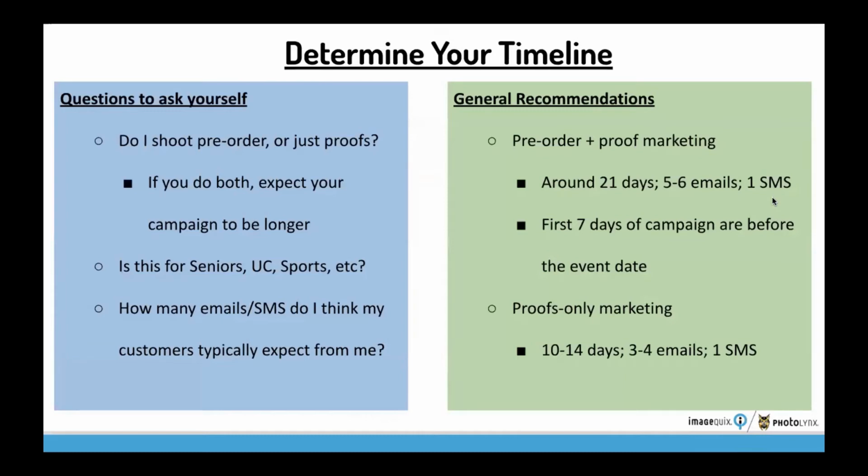After that, we like to determine your timeline. We ask, if you shoot pre-order or just proofs. Obviously, if you do both, expect your initial campaign to look a little longer. Is it for seniors, underclass, sports, etc.? If it's for seniors, we might consider it being worth adding an extra email or an extra SMS, just because they typically do spend more on average than underclass or sports.